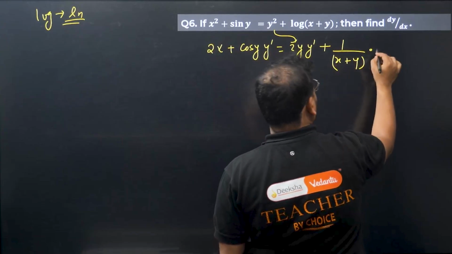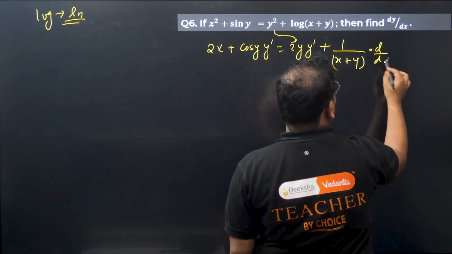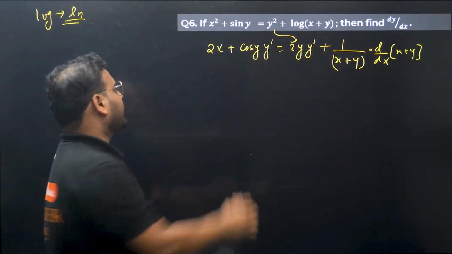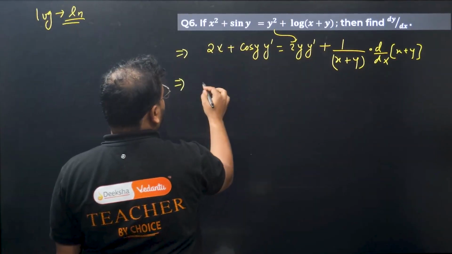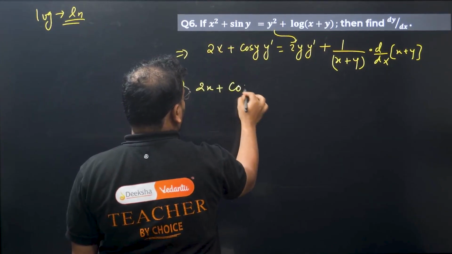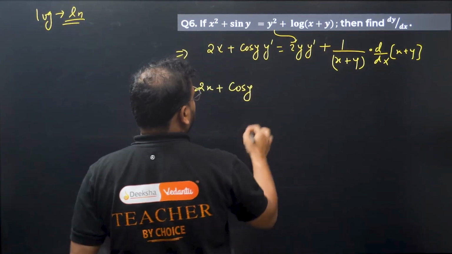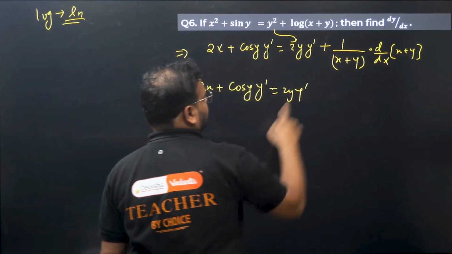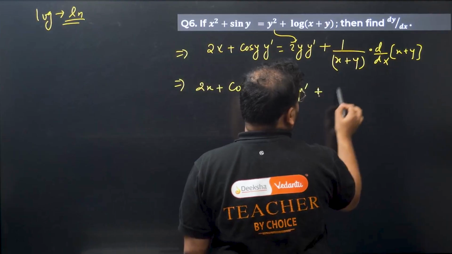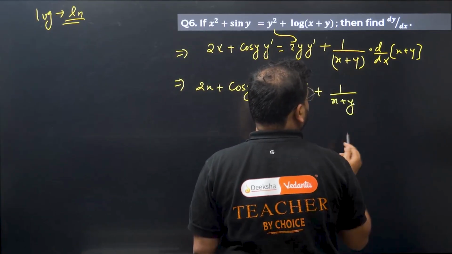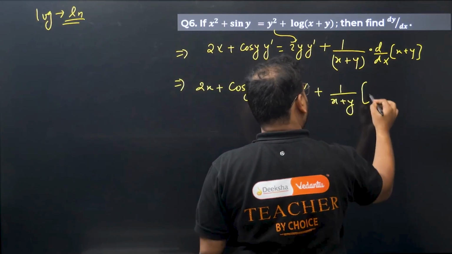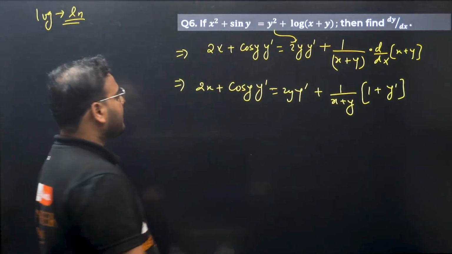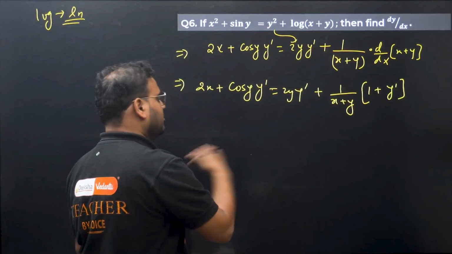Now the derivative of this part, I'll write here the derivative of x plus y. I'll solve this in the next step. What I get? I get 2x plus cos y y dash equals 2y y dash. And this over here will become 1 by x plus y as it is. And the derivative of x is what? 1. The derivative of y is what? Y dash. Now I want to keep the y dash term on one side and other terms on the other side. So have a look.